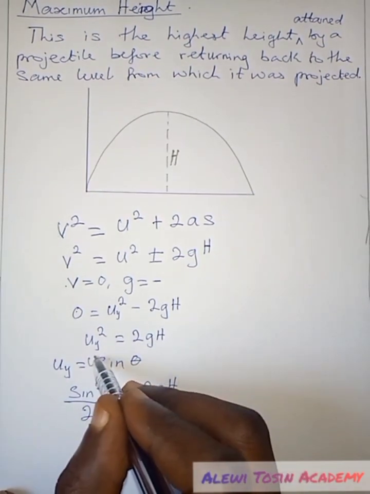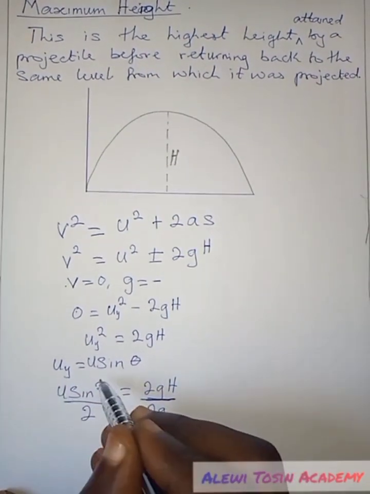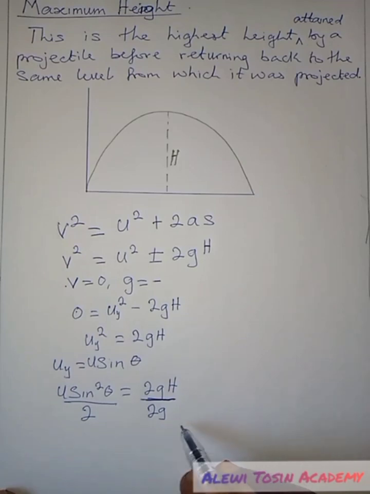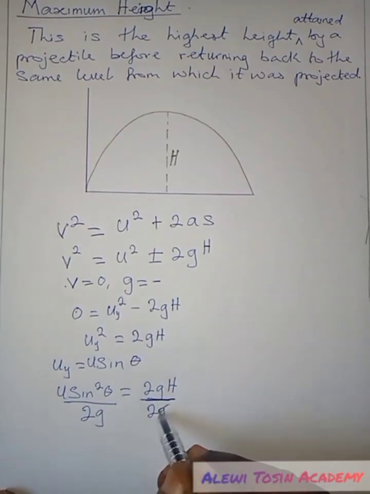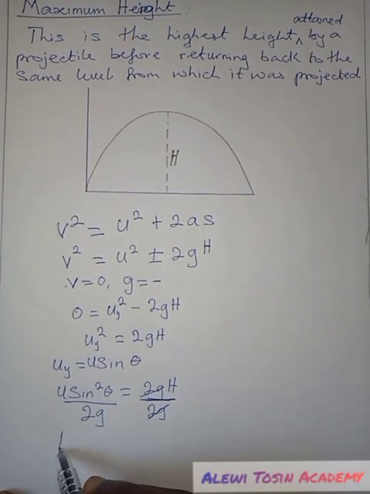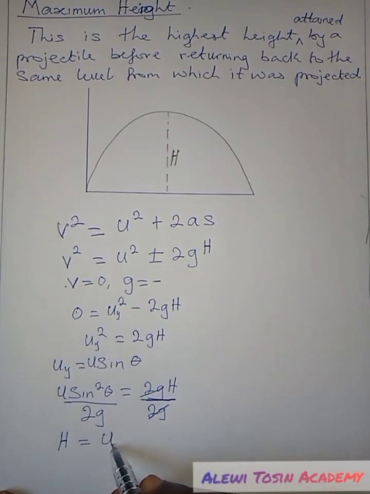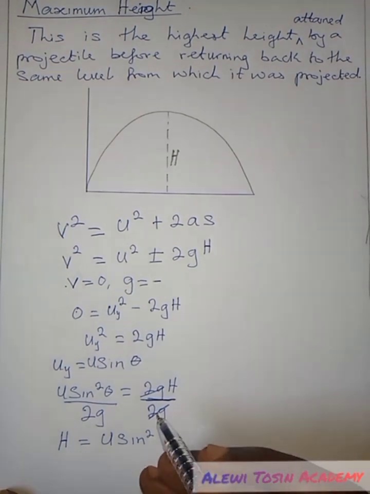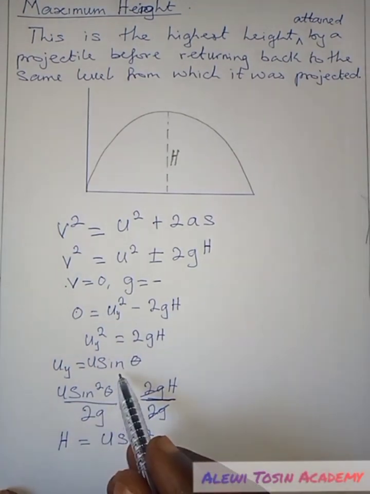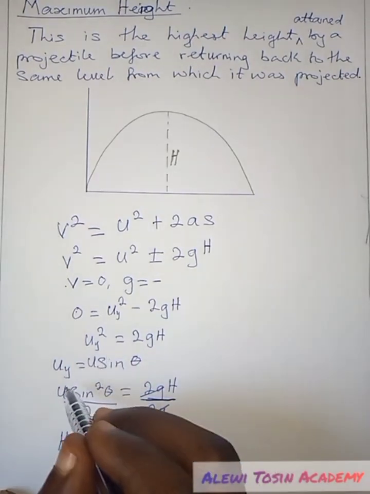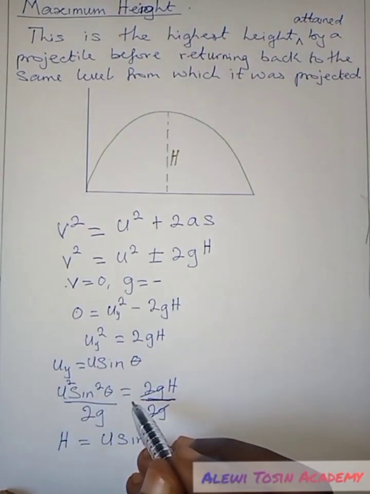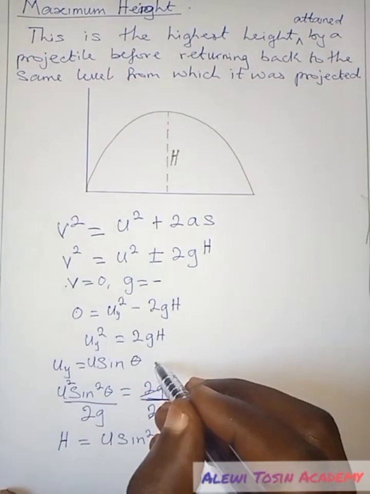Sorry, this is u, yes, u. So it is u sine theta. Making h the subject, we divide by 2g. This cancels this. Then our maximum height is equal to u sine theta squared. I think there's a mistake here. When it is squared, it means the whole thing must be squared.